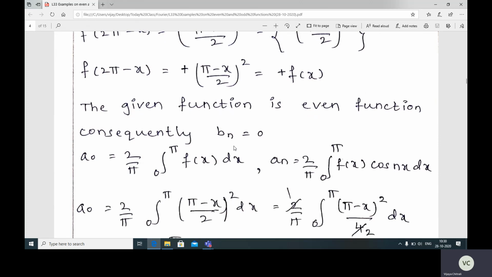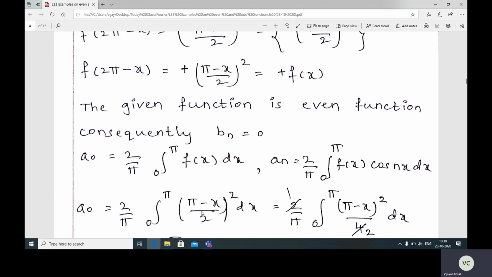So first a naught. A naught is equal to 2 by pi integration from 0 to pi f of x dx, and an is equal to 2 by pi integration from 0 to 2 pi f of x cos nx dx. Now a naught is equal to 2 by pi and f of x is (pi minus x divided by 2) raised to 2 dx. The denominator is free from x, so I'll take it outside. Square is there, so 2 square is 4.